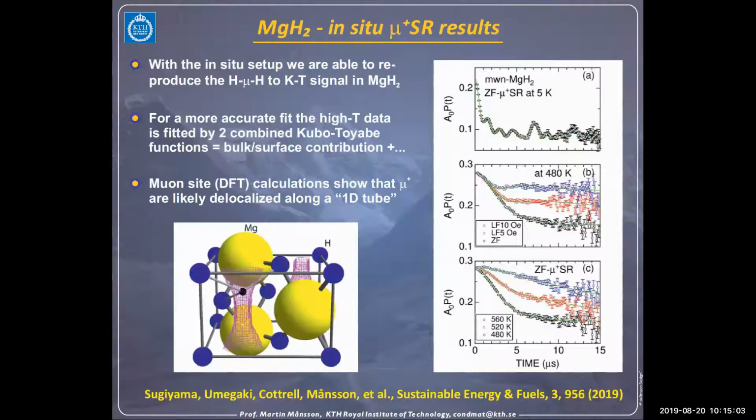So just a tip. Also, muon site DFT calculations show that it is likely that the muons don't have one local minimum, you have like a tube. So it could be that the muons themselves are actually delocalized along this one tube. That makes things, of course, even more complicated, right? And more contributions in there.